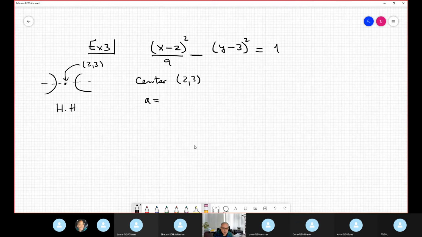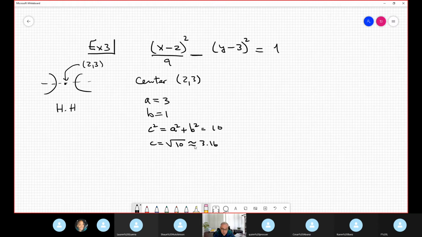Now, identification of A is 3 because it's the square root of 9, and B is 1, the square root of 1. Now, C squared is equal to A squared plus B squared. It's 10 because 9 plus 1 is 10. Therefore, C is the square root of 10, approximately, put in the calculator, 3.162. And this is the focal distance. The transverse axis is parallel to the x-axis.